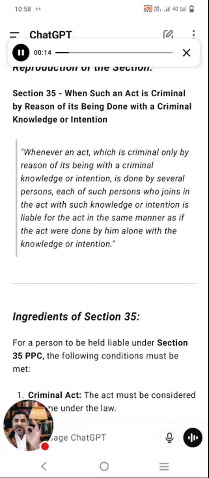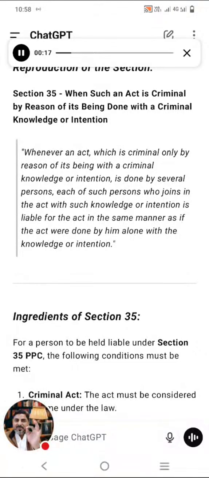Whenever an act, which is criminal only by reason of its being done with a criminal knowledge or intention, is done by several persons, each of such persons who joins in the act with such knowledge or intention is liable for the act in the same manner as if the act were done by him alone with the knowledge or intention.